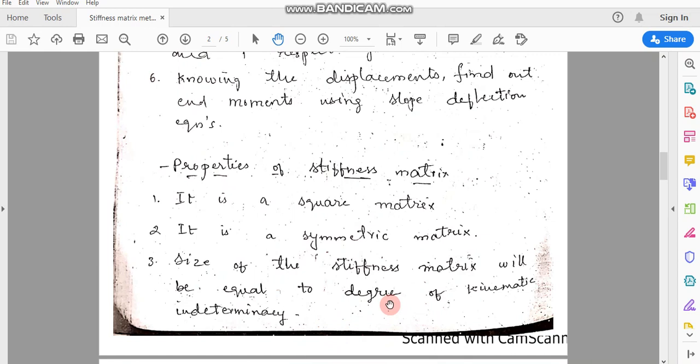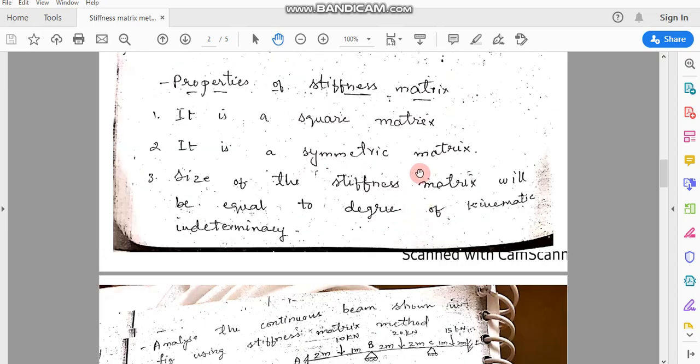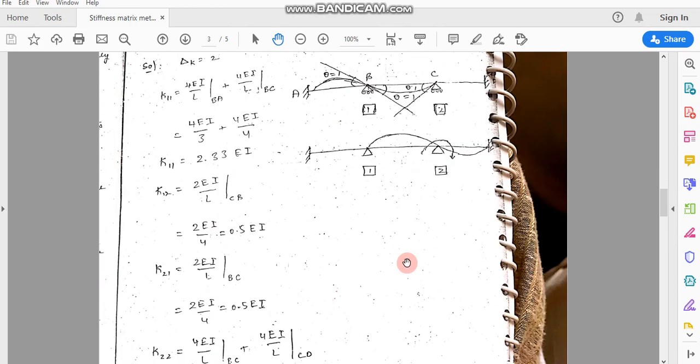In the flexibility matrix method, the size of the matrix was dependent on the static indeterminacy of the structure, whereas here the size of the matrix will be dependent on the kinematic indeterminacy. Okay, now we'll see the problem. Problems we can see in the next class. It would be better if we solve the problem in the next class.